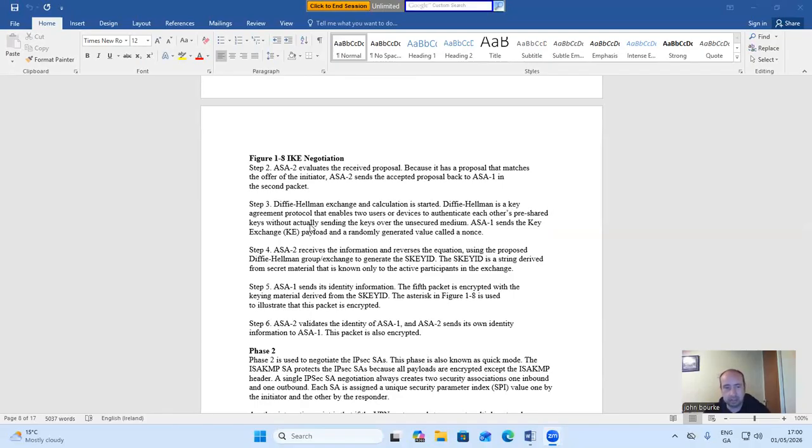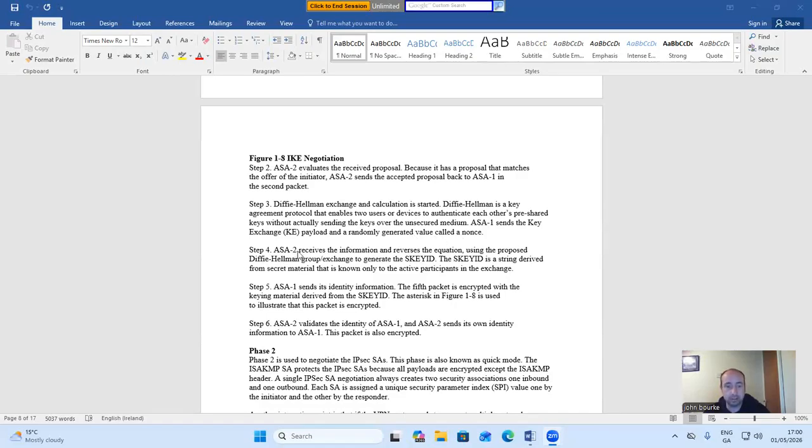Diffie-Hellman is a key agreement protocol that enables two users or devices to authenticate each other's pre-shared keys without actually sending the keys over the unsecured medium. ASA1 sends the key exchange KE payload and a randomly generated value called a nonce.